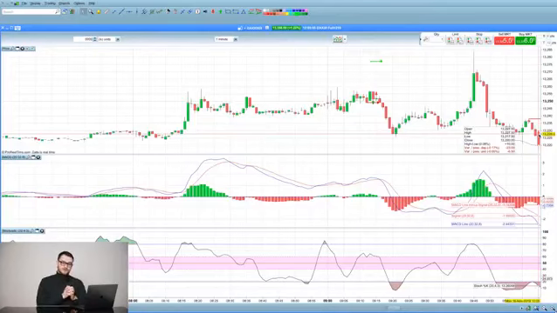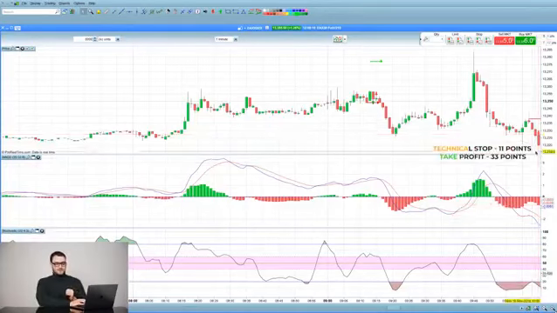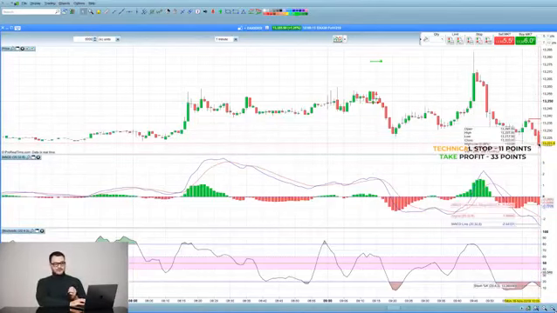It is 11 points. Now, what does this mean? This means that our take profit is going to be larger as well. So remember, we are using a 1-to-3 ratio. So 11 times 3 is going to be 33 points. So our take profit is going to be below here, 33 points after our entry.